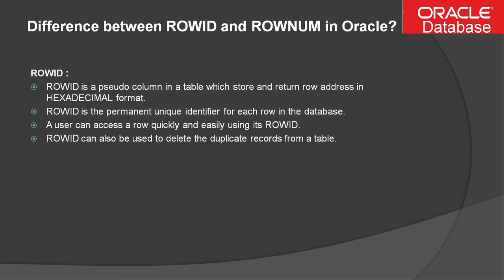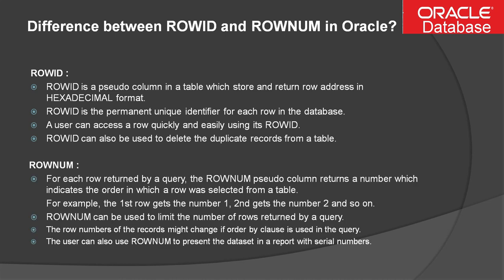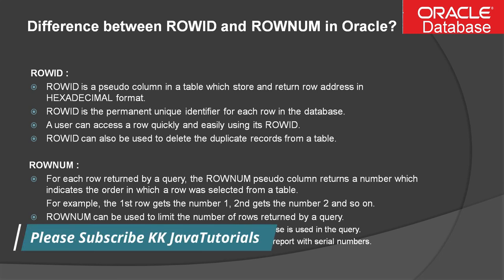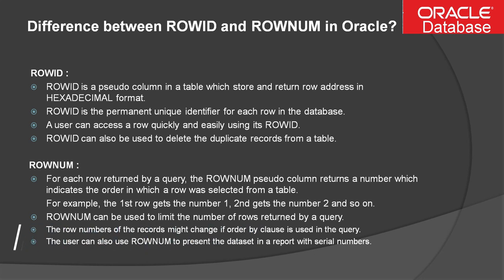Then row id can also be used to delete the duplicate records from a table, right? So row id is very unique. Then you can take help of this feature to delete the duplicate records from the database. Now when we talk about row num, for each row returned by the query, a row num pseudo column returns a number which indicates the order in which a row was selected from a table, right? For example, the first row gets the number 1, the second row gets the number 2, and so on, right? Already we have seen.